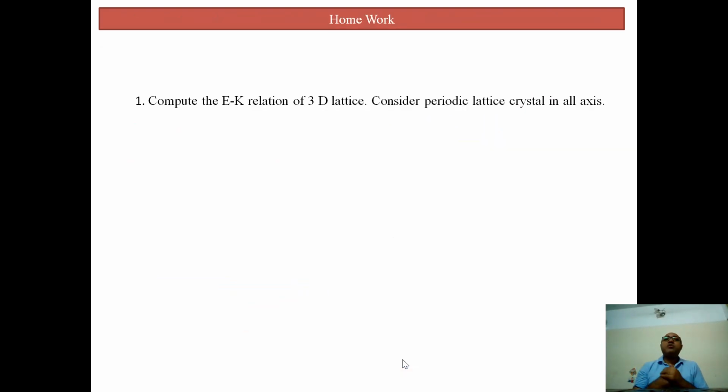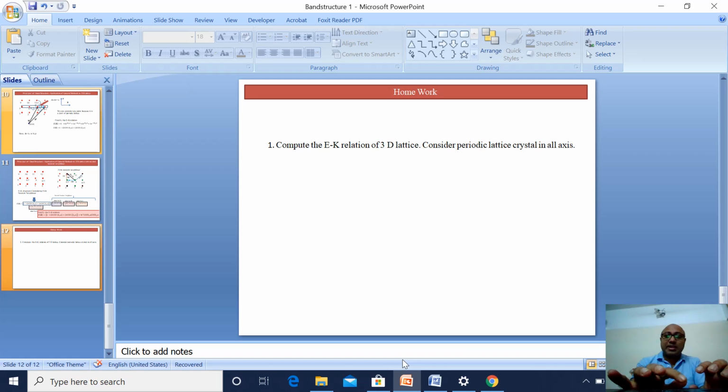And your homework is to compute the EK relation of a 3D lattice, considering a periodic lattice crystal in all axes, because this is the starting point of finding the EK diagram of silicon. Okay, so thank you. I hope you are safe.